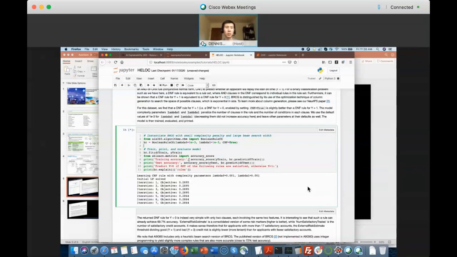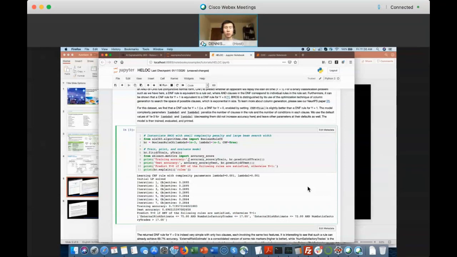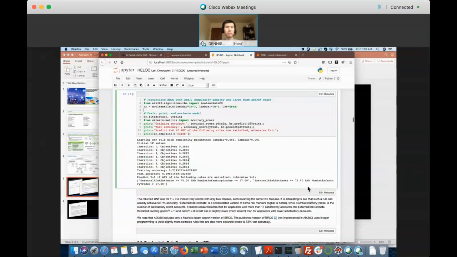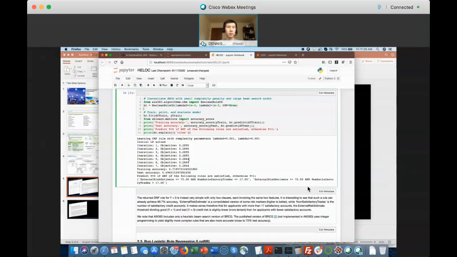So I think this should be about done. And when it's done, it will print out the rules. Okay, so here we go. Training accuracy is about 71.9, 72%. Test accuracy is just under 70%. Just keep those numbers in mind as a rough ballpark for what we should expect on this data set. Around 70, low 70s.